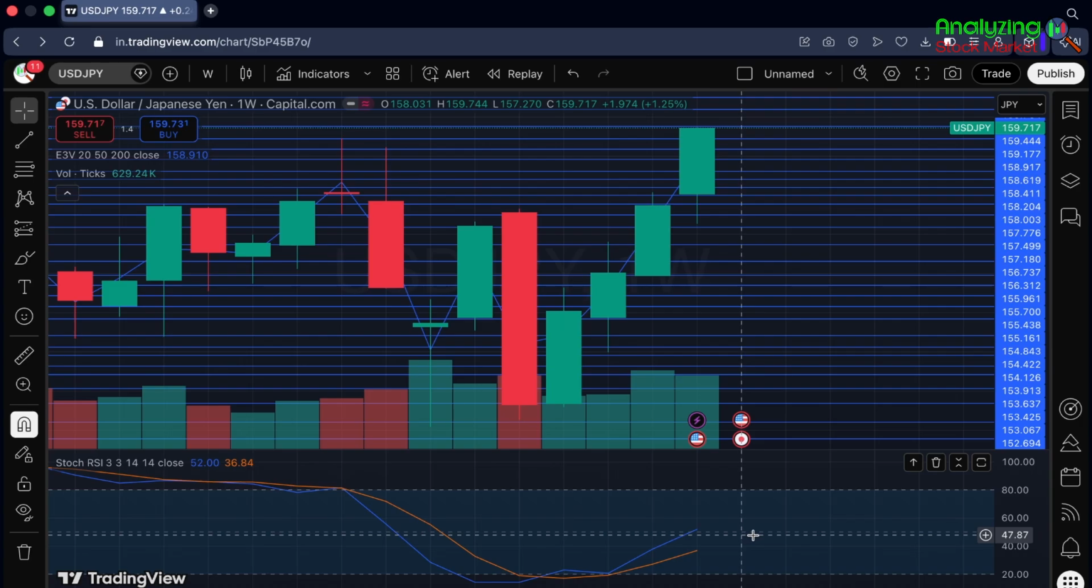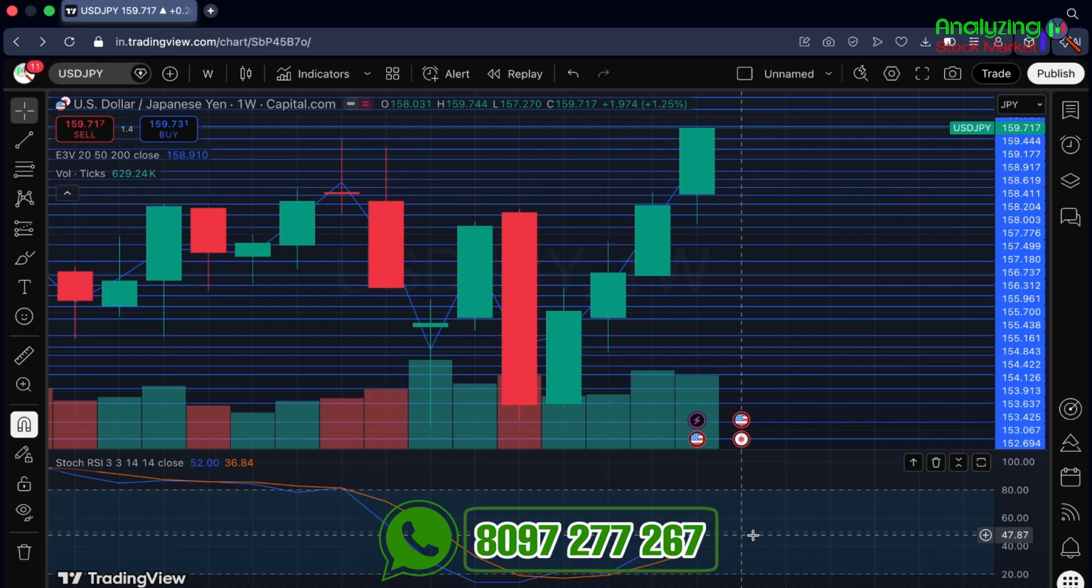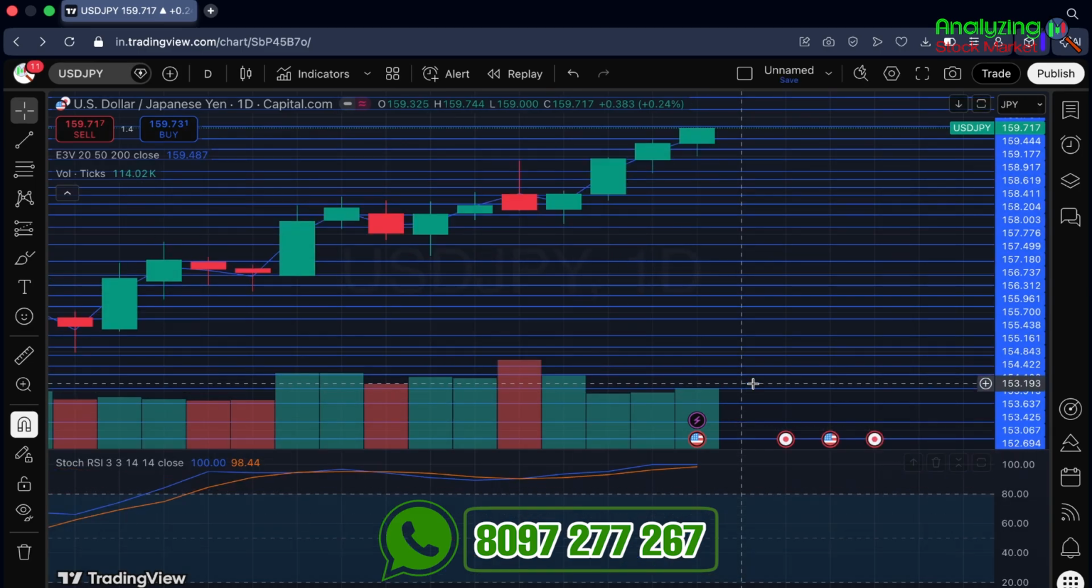So now let's mark some important support zones and resistance zones on the 1-day chart. Here, this is the 1-day chart.